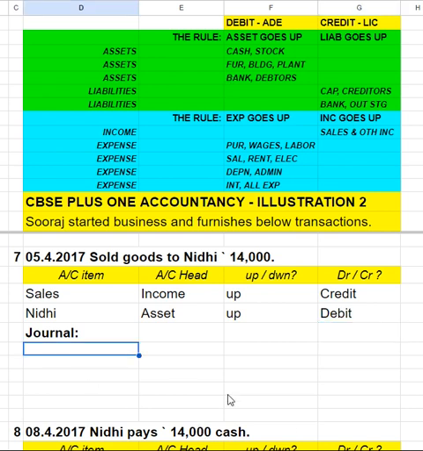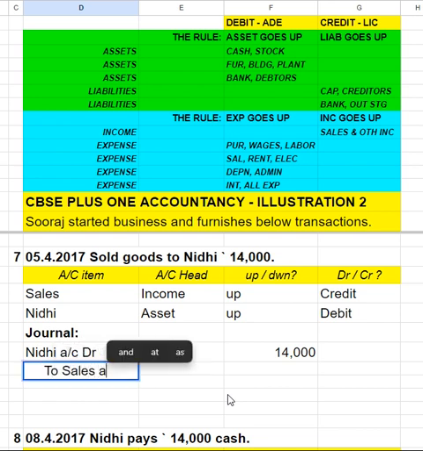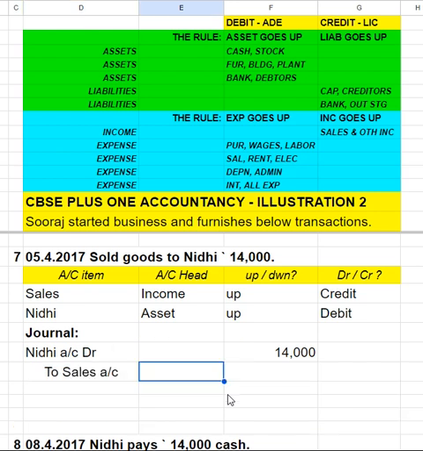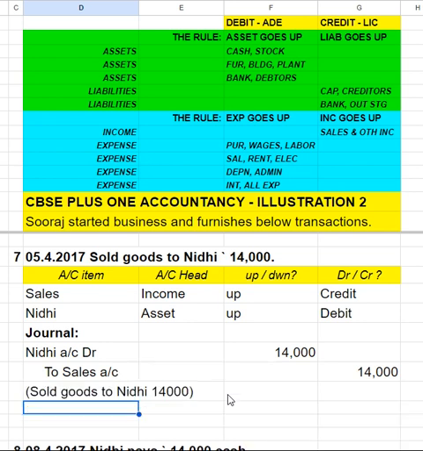So what's the journal entry now? Nidhi account debtor. How much? 14,000. Leave some space to sales account. So what are we recording here? Sales happened on credit terms to Nidhi. Correct? So sold goods to Nidhi 14,000. That's all. Okay. So shall we do one more?